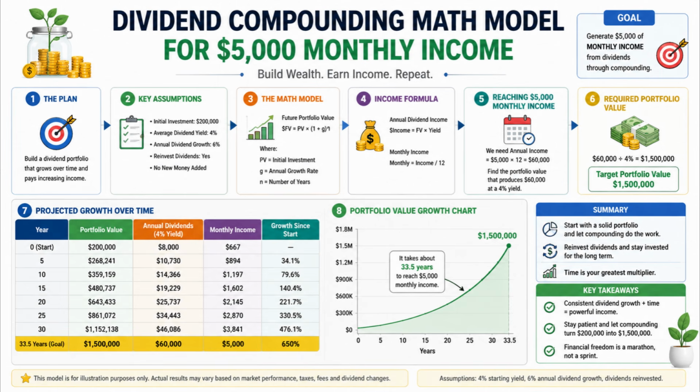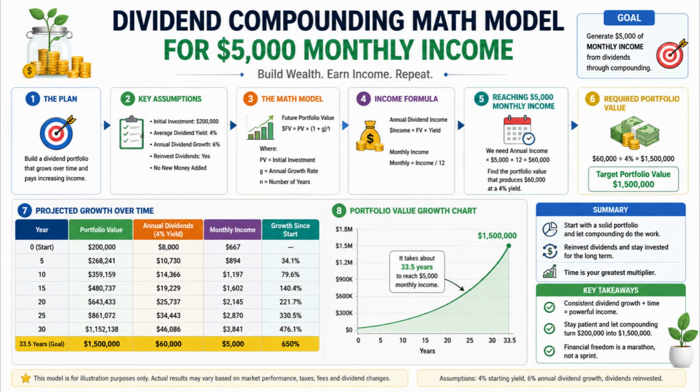In this model, the present value is $200,000, the assumed annual growth rate is 6%, and the number of years represents how long the portfolio remains invested. At the beginning, a $200,000 portfolio with a 4% dividend yield generates $8,000 in annual dividends. When divided by 12 months, this provides approximately $667 in monthly dividend income.